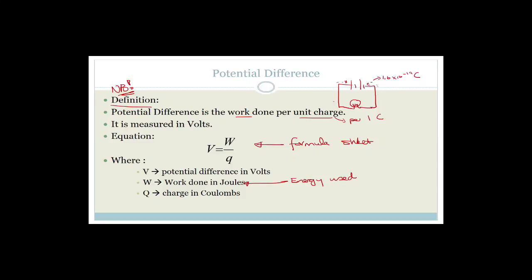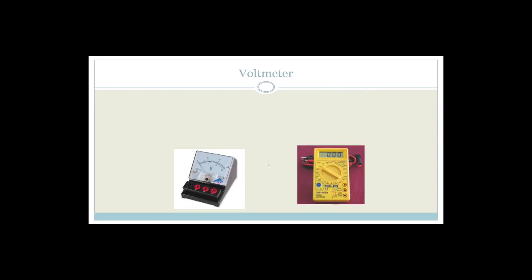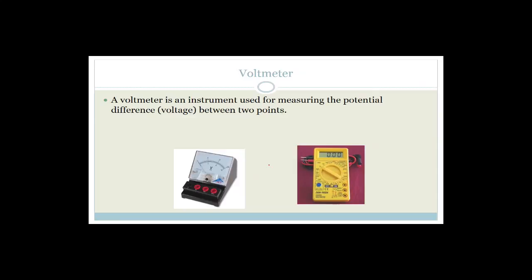And the reason I mention that is because sometimes they're a bit sneaky. Instead of saying the work done was so much per unit charge, they sometimes say the energy used. So I'm just kind of highlighting that fact, okay? So let's talk about a voltmeter. These are two different types of voltmeters. This is the voltmeter that you usually get at school. Okay, that's the type of voltmeter you usually get at school.